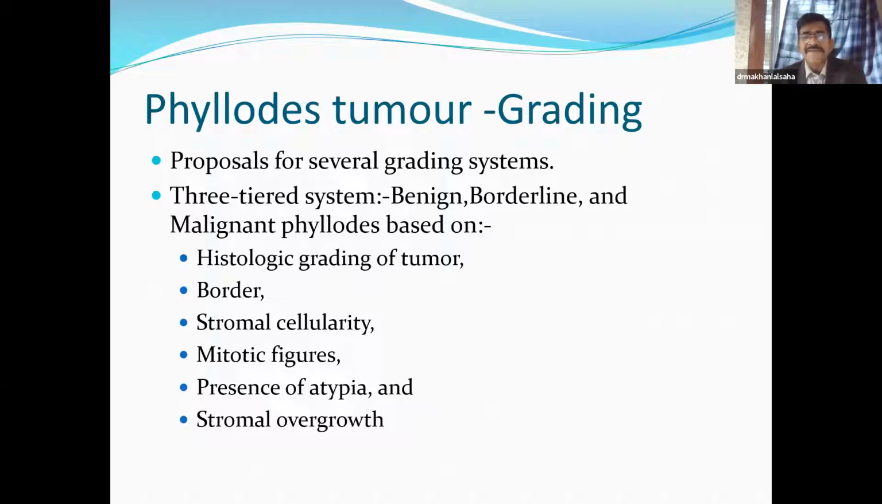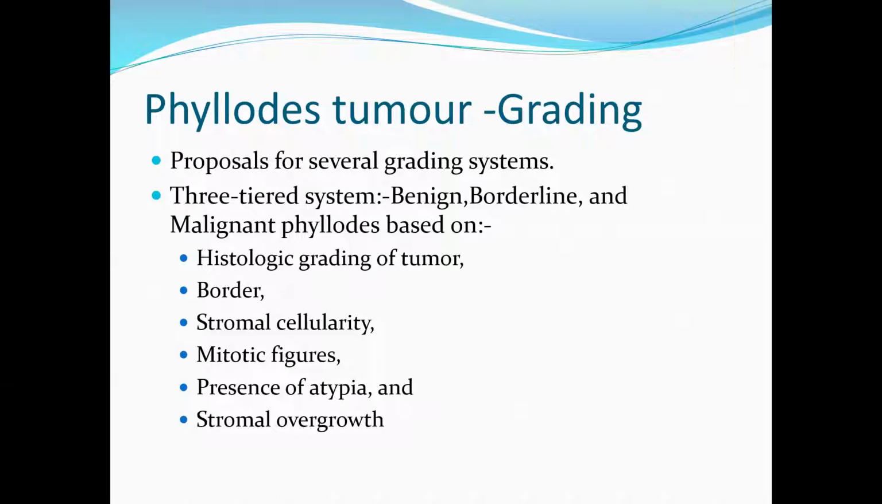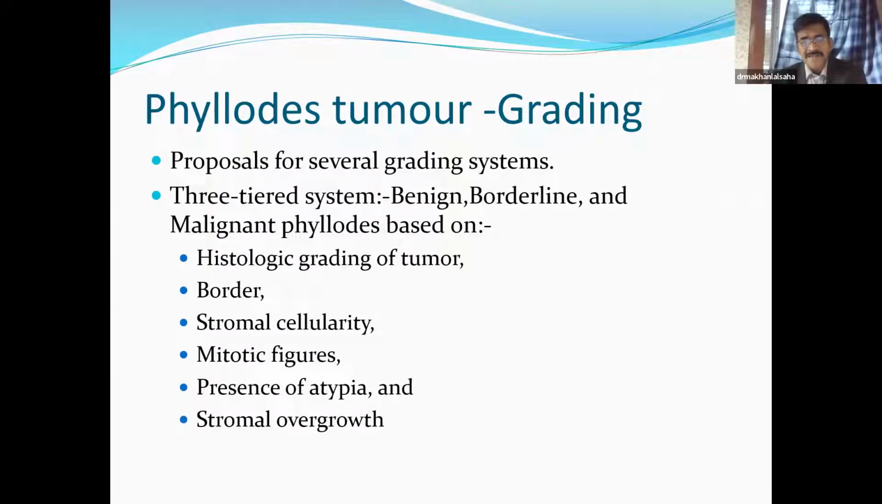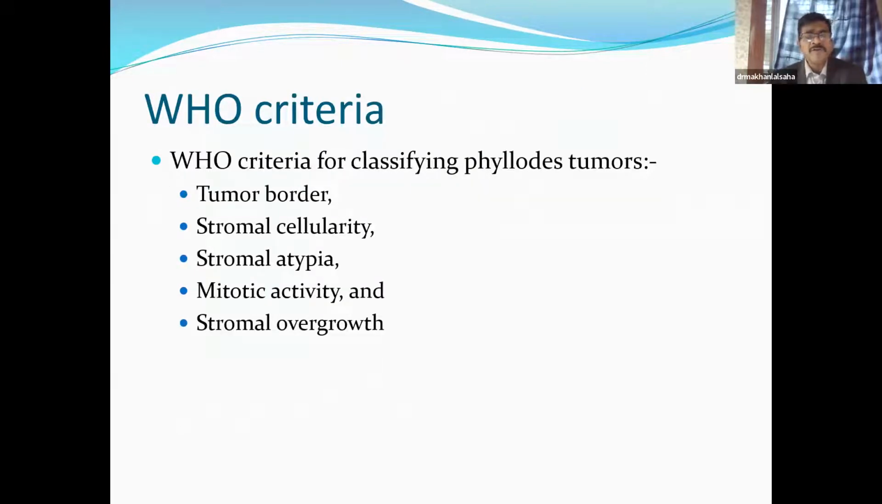So how do you grade Phyllodes tumor? There are proposals for several grading systems, and it has been classified as benign, borderline, and malignant Phyllodes tumor. This grading is based on histological grading of the tumor, the border of the tumor, stromal cellularity, mitotic figures, presence of atypia, and stromal overgrowth. So WHO also describes similar characteristics of the tumor to describe the grades.